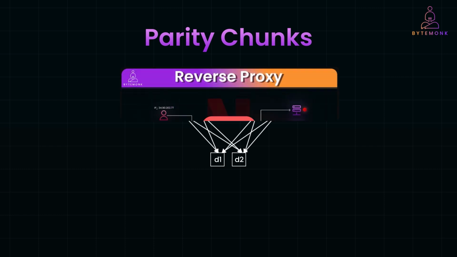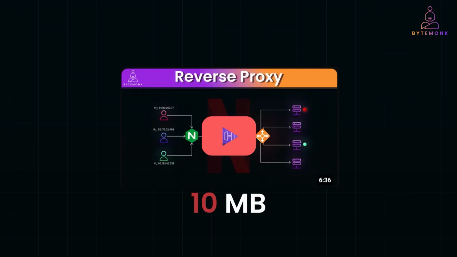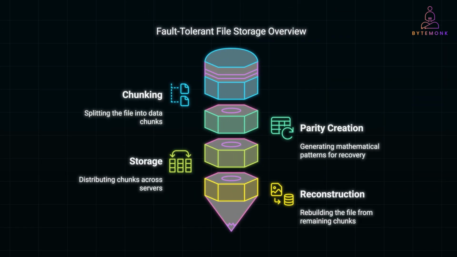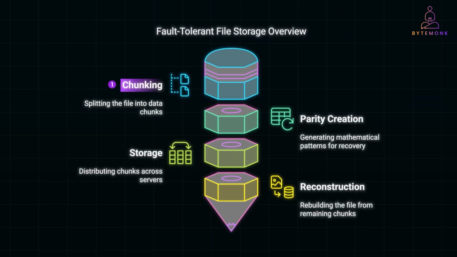Let's say we have a video file that is 10 MB in size, and we want to store it in a fault-tolerant way. So in step 1, we split the file into k data chunks. Instead of storing the full file, the system splits it into 4 parts. So k is equal to 4, and each part contains 2.5 MB of the original file. The system then generates 2 extra parity chunks, say m equal to 2.